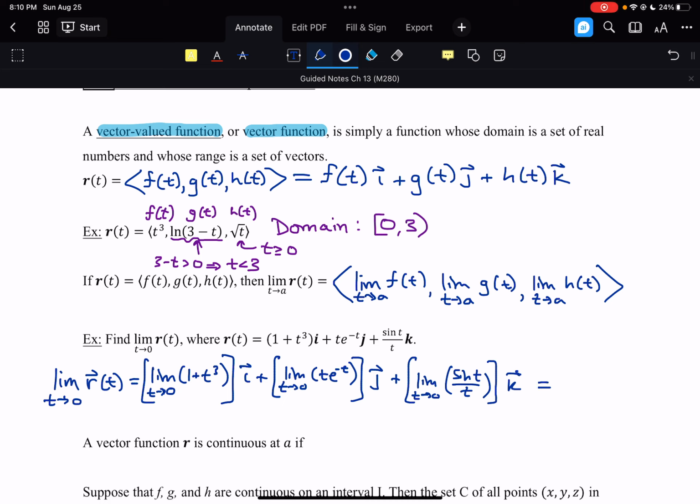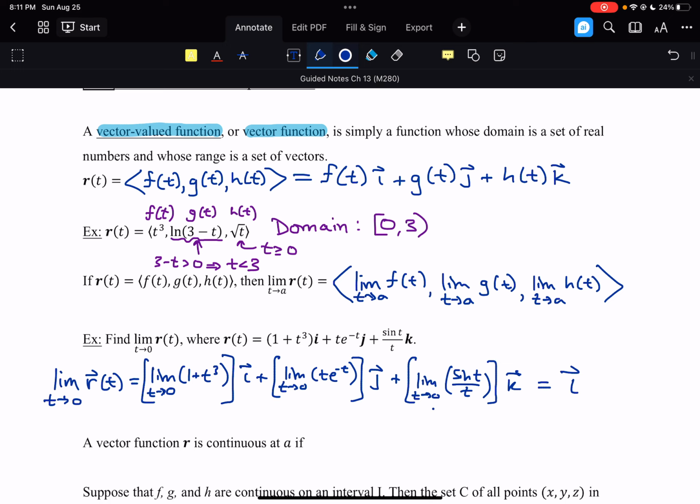And then just compute the limits separately. So for this first one, as t goes to 0, this goes to 1. So we have 1i, or just i. For the j component, that e to the 0 is just 1, so you get just 0 for that one. So 0j. And the last one, the limit as t approaches 0 of sine of t over t.